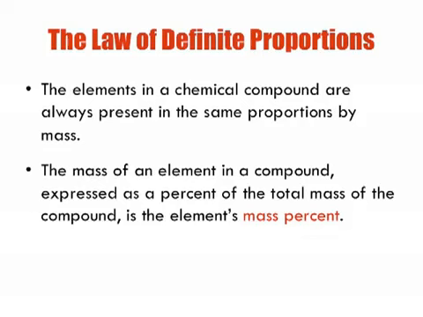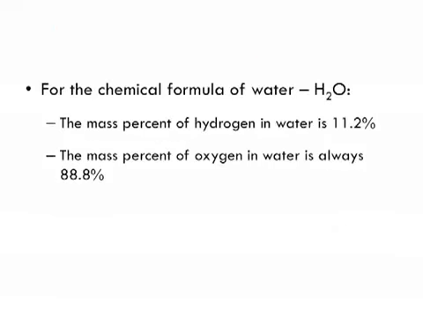Now, the mass of an element in a compound expressed as a percent of the total mass of the compound is the element's mass percent. It might seem like a tongue twister, but we'll worry about it in terms of the actual calculations and the steps that we use to calculate percentage composition.